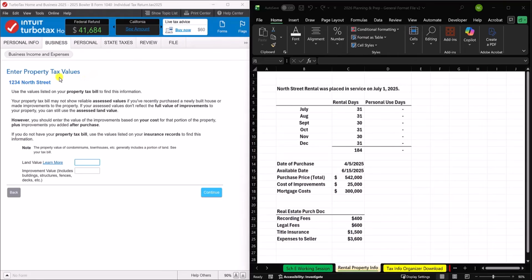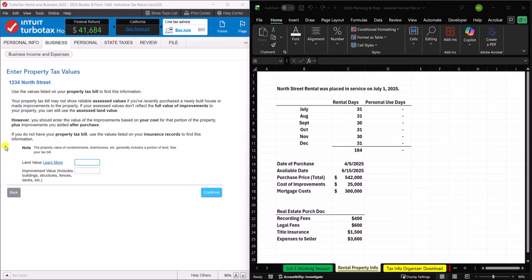Because the building itself and improvements to the building and improvements to the land, like for example paving a driveway or putting down a sidewalk or building a fence, all of those items are depreciable, meaning you can calculate depreciation on them and you can deduct a certain amount of depreciation on your tax return every year. However, the land itself is not subject to depreciation.